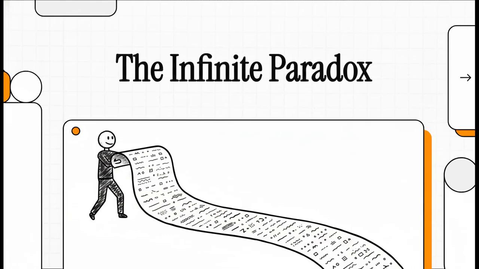Welcome to this explainer, the infinite paradox that breaks math. Okay, suppose you write down an infinite list of every decimal number between 0 and 1. I can prove to you, literally on a single napkin, that your list is missing something.